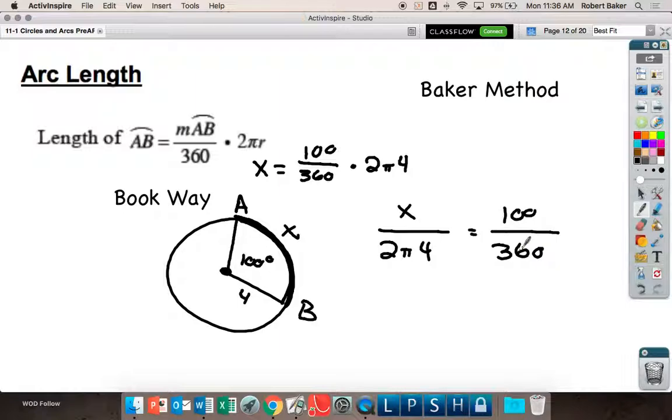So in this scenario, you would just type all that in your calculator, and it's going to ask you to leave your answer in terms of pi. Not the greatest, in my opinion. I like to do it over here because I can simplify this fraction. I can knock off the zeros. So now I have x over 8 pi equals 10 over 36. That's not bad, is it? Cross multiply: what is 10 times 8 pi, and x times 36.